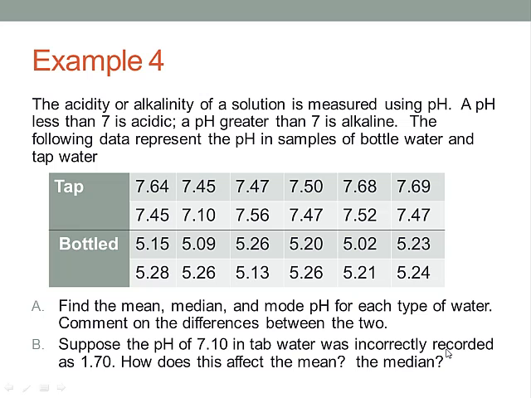Example 4, the acidity or alkalinity of a solution is measured using pH. A pH less than 7 is considered acidic, and greater than 7 is alkaline, with 7 being neutral. The following data represent the pH in samples of bottled water and tap water. So let's find the mean, median, and mode pH for each type of water and comment on the differences between the two. And part B, suppose the pH of tap water, which I should say is tap water, not tab water, was incorrectly recorded as 1.70 instead of 7.10. How would this affect the mean and the median?